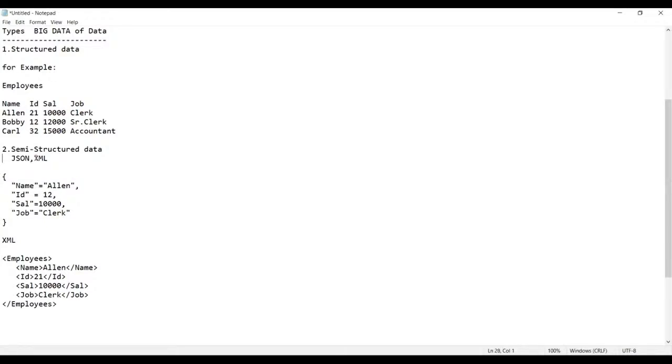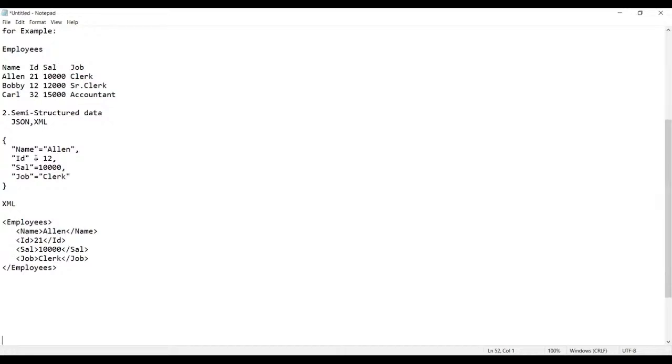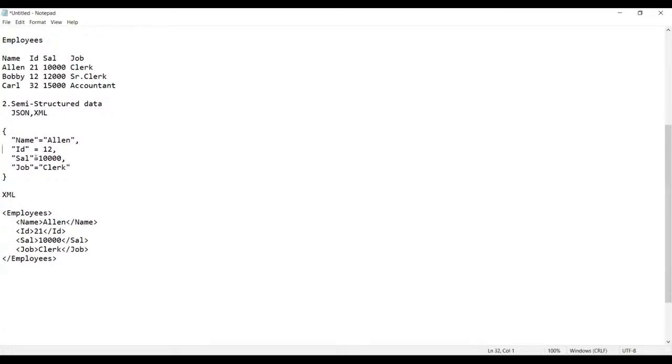This is called XML format. And this is called a JSON format. You can understand the data with this. But this kind of data is called what, guys? Semi-structured data. Getting my point, all of you? Yes, guys, I want an answer. Yes, sir. Yes, tell me now.